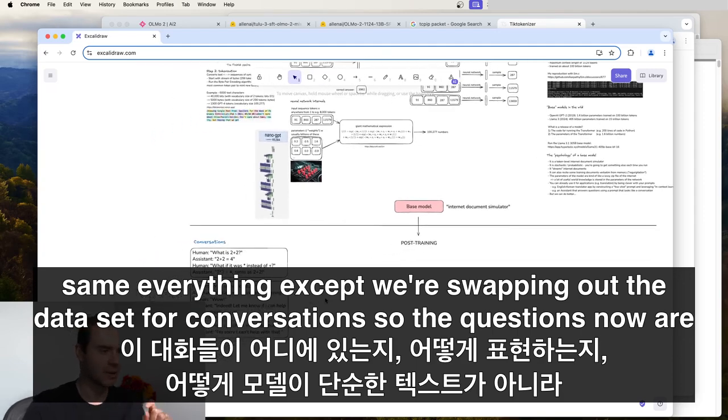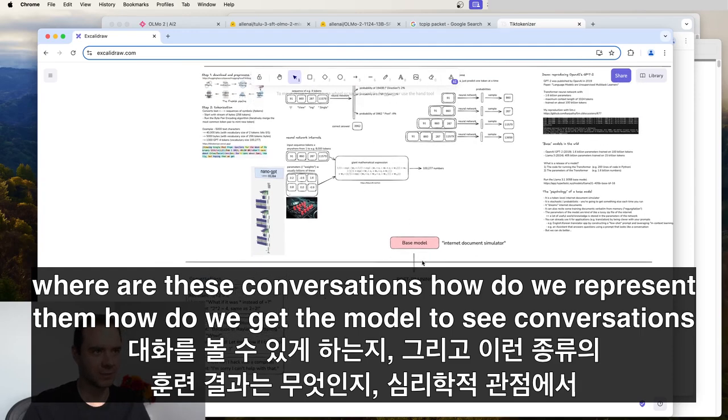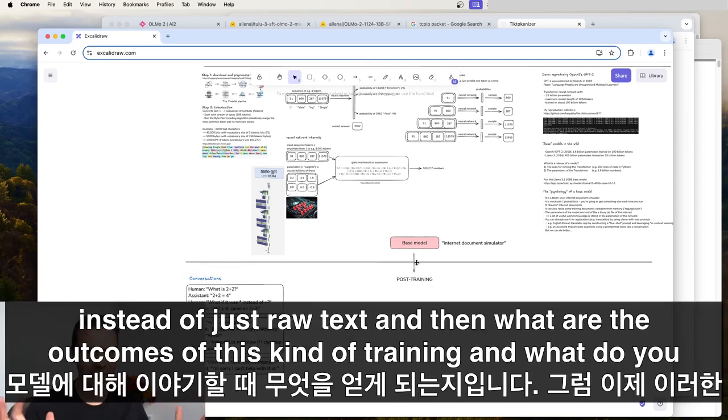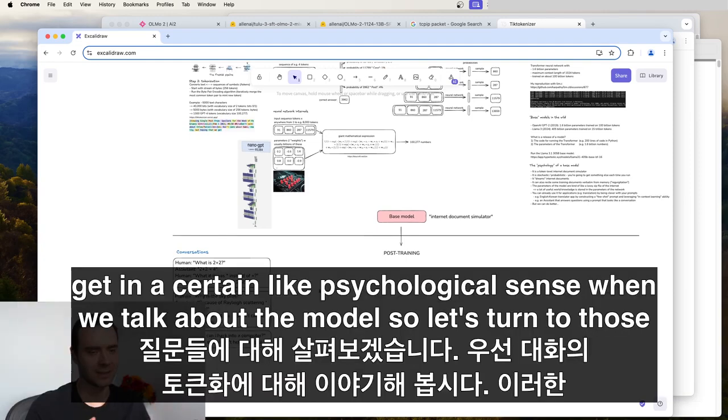So the questions now are, what are these conversations? How do we represent them? How do we get the model to see conversations instead of just raw text? And then what are the outcomes of this kind of training? And what do you get, in a certain psychological sense, when we talk about the model? So let's turn to those questions now.